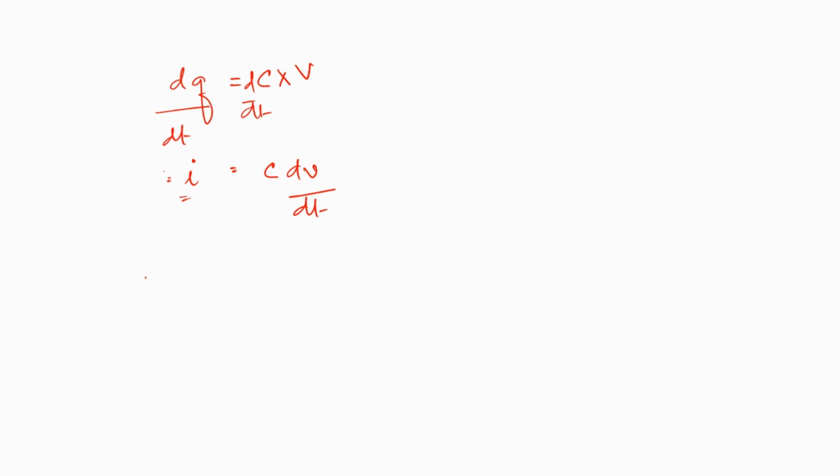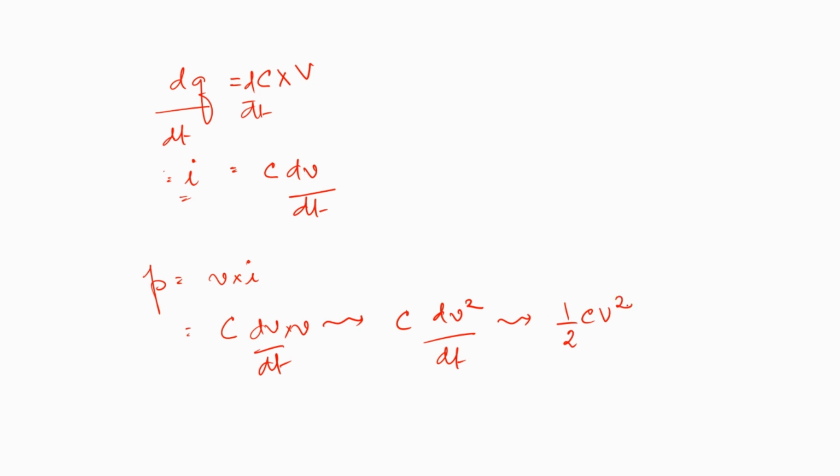Now, if I want to find out power, it is given as V into I. So I can say it is given as C into, I is replaced as dv by dt, C dv by dt, and the V remains. So this is written as C V dv by dt, or half C V square by dt. So this is the power.